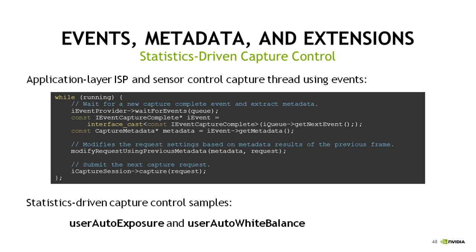Rather than provide a full example of modifying request settings based on the metadata and image statistics, which is a bit too involved for the time we have today, I will instead direct you to two samples included with Argus that do just that. The user auto exposure and user auto white balance samples each make use of histogram and pixel average statistics in order to adjust the exposure or white balance of the next request.